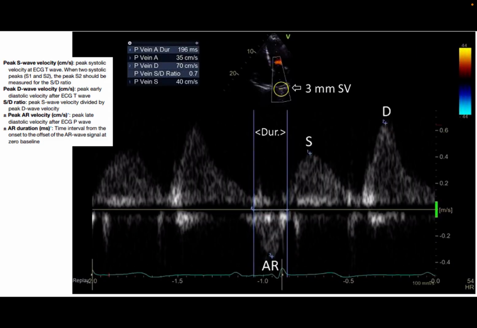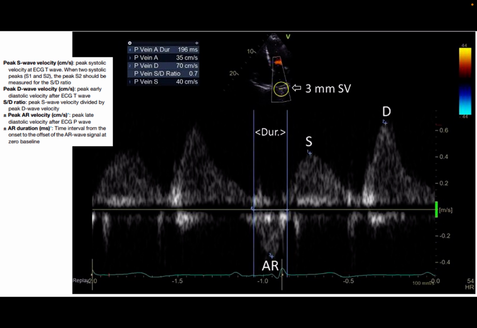Pulmonary vein inflow. Pulmonary venous Doppler gives us the systolic to diastolic ratio, forward flow velocity, and the pulmonary vein A reversal velocity wave. S to D, systolic to diastolic ratio. Normally, systolic is greater than diastolic. More forward flow in systole than diastole.